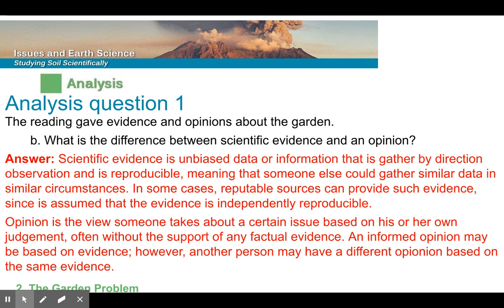Okay, so here's the gist I want you to have. Scientific evidence is unbiased data or information gathered by direct observation and is reproducible. Period. You don't need to have the rest of that. Opinion is the view someone takes about a certain issue based on his or her own judgment, often without the support of any factual evidence. That's basically what I want you to have for that, okay? An informed opinion may be based on evidence. However, another person may have a different opinion based on the same evidence.